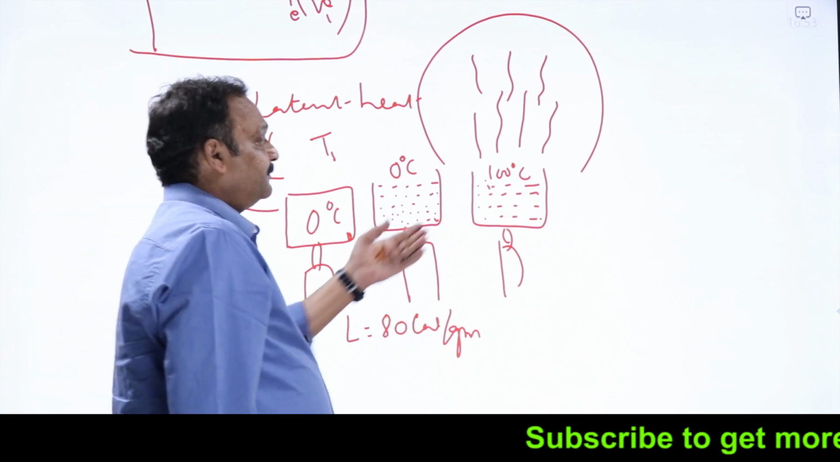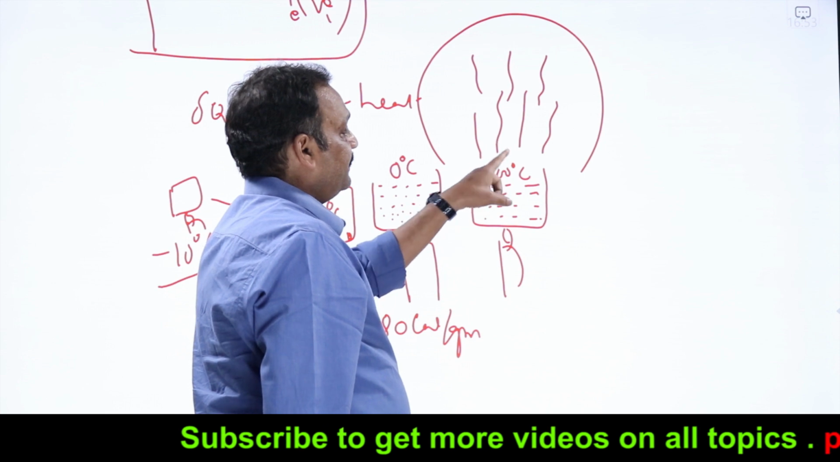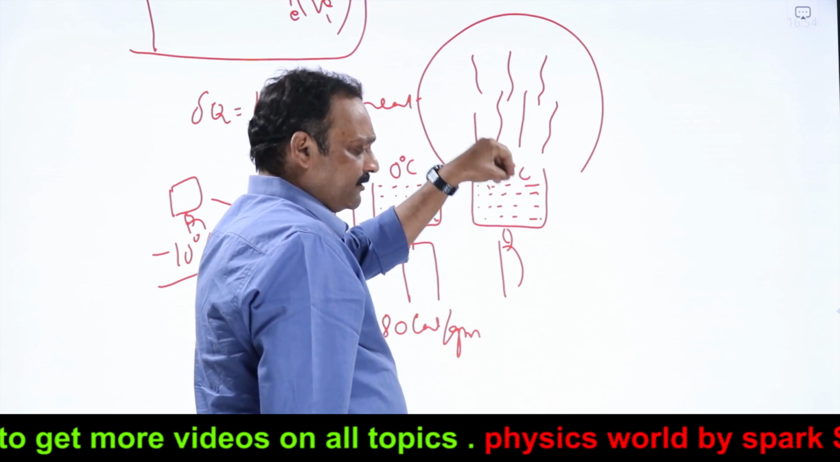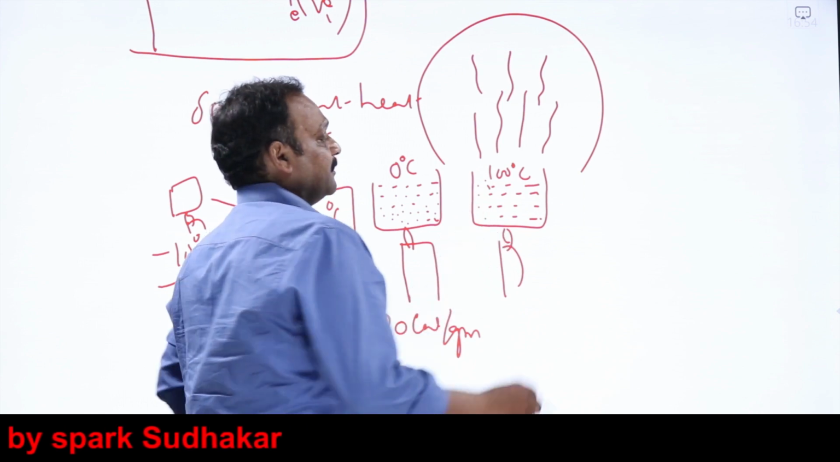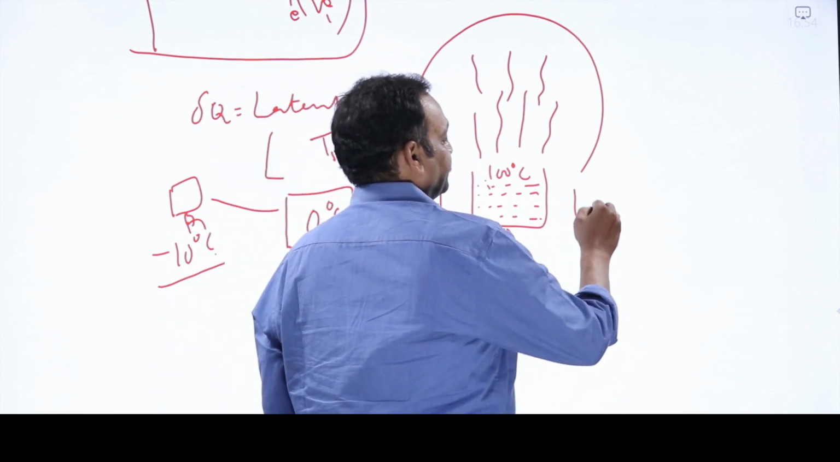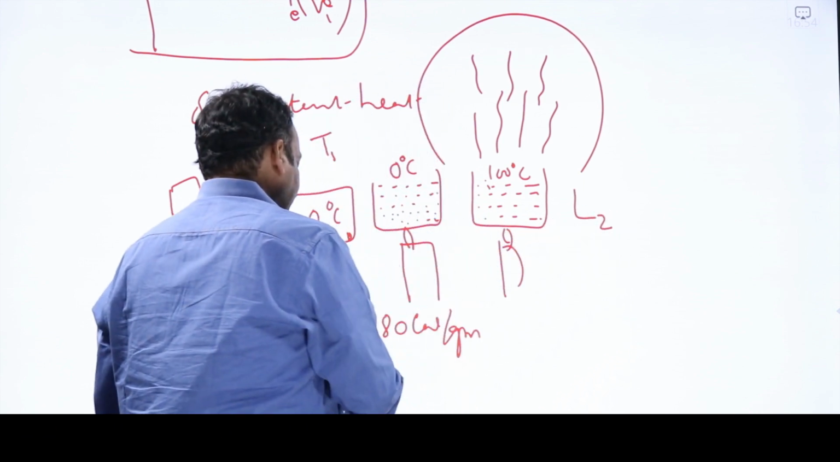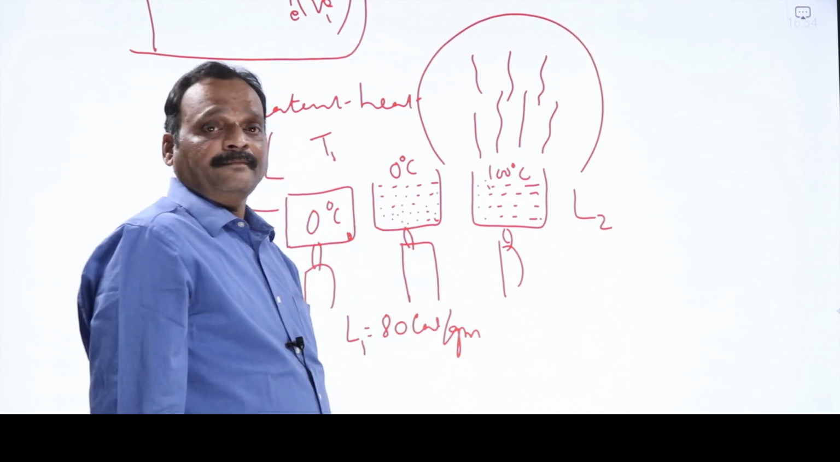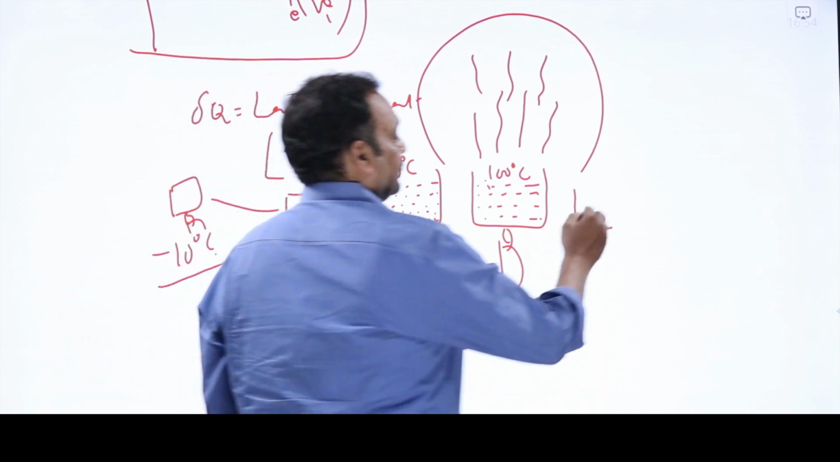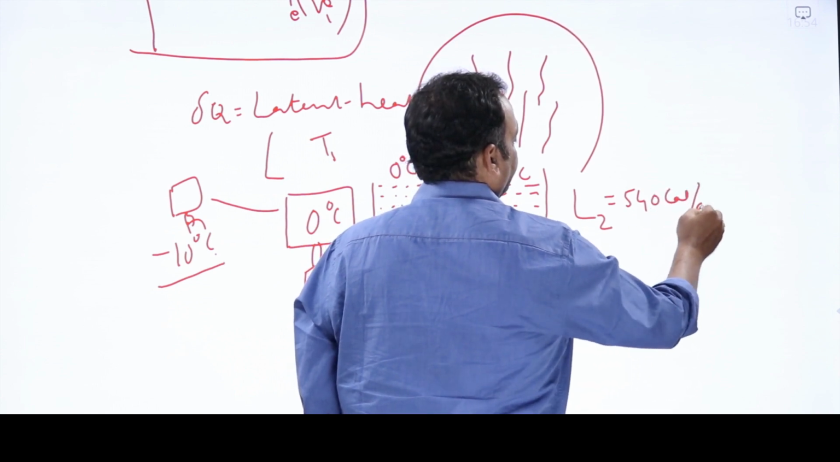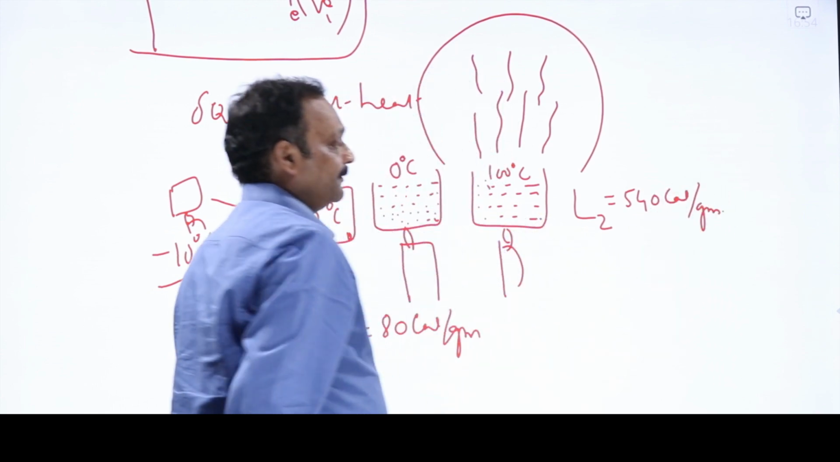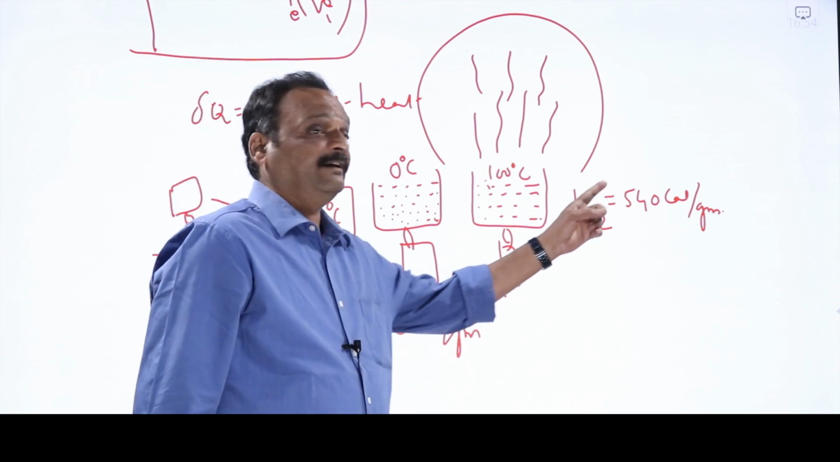Similarly, at 100 degrees Celsius, till the last drop of water transforms into steam, temperature will not increase. That's called latent heat of vaporization. I'll call it L2, and I'll call this L1 for our example. This is about 540 calories per gram. This is the latent heat of vaporization of water.